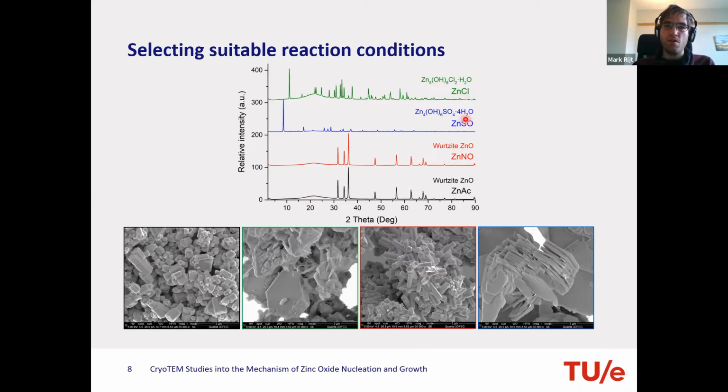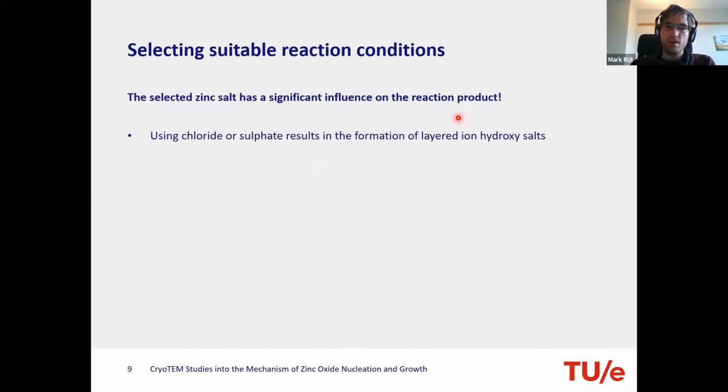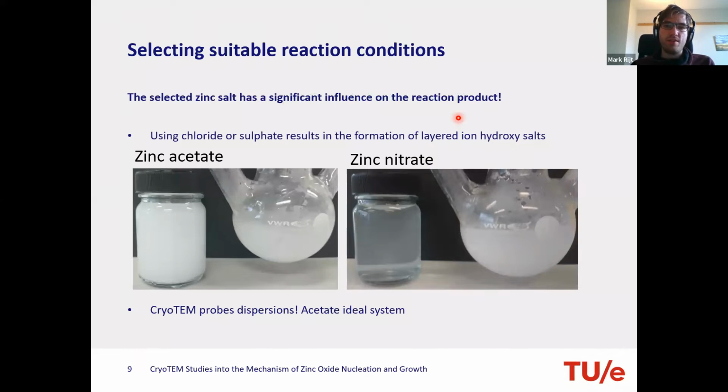We found that instead of zinc oxide for the chloride and the sulfate, we got some layered basic zinc species instead of zinc oxide. So we already knew that under these conditions we shouldn't be using these salts. And then we have two left, which is the acetate and the nitrate.